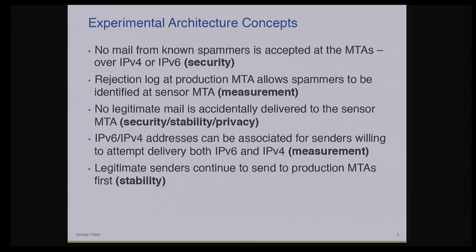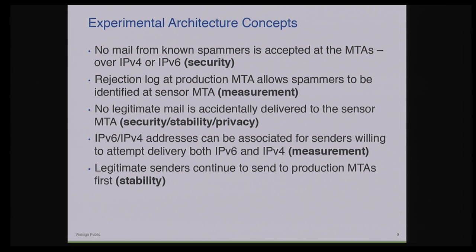Okay, the rejection log at the production MTA now allows spammers to be identified when they are making their connection attempts to the sensor MTA. Because you've logged those, you can now filter out the true positives attempts from those spammers. Okay, and also because we're sending resets on the sensor MTA, there's going to be no legitimate mail accidentally delivered to the sensor, so you don't get the case of, oh, I lost my mail. Why was that? Oh, because we lost primary connectivity at the primary MTAs. We don't want to have that kind of situation. I don't think anyone would like that.